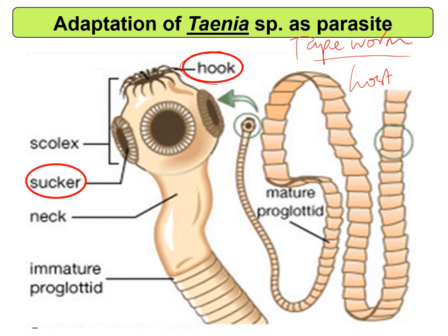Sebab pertama they have the hook, ini penyangkut. So katalah, for example, this is our intestine and the hook will anchor them to our intestine. And then sucker ni to absorb our nutrients. Sebab tu biasanya kalau ada cacing pita dalam badan kita, walaupun makan banyak, kemungkinan kita tak naik berat lah. Another effect is malnutrition, malnourish, jadi kekurangan zat.